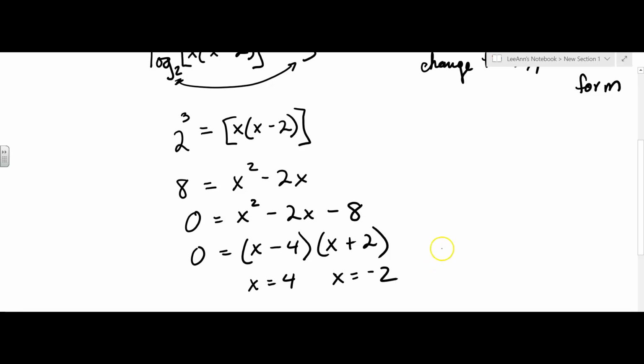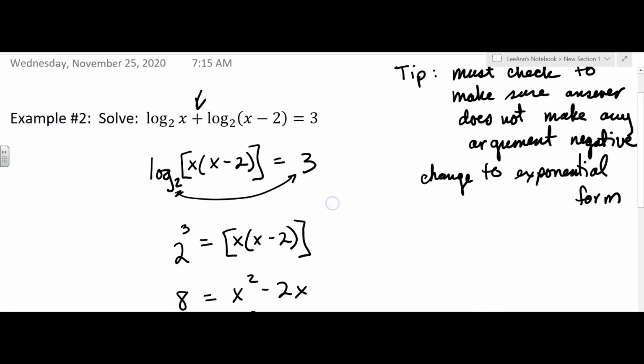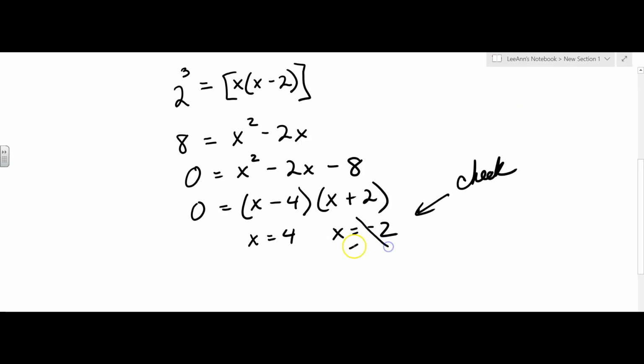Now, I have to check these. Like I was talking about at the beginning of this problem, I have to check the arguments. Can I put a 4 in here? Yeah, because 4 minus 2 is positive, so 4 is okay. What about the negative 2? Nope, negative 2 is not going to work right off the bat. If I put a negative 2 in there, that's going to make the argument negative. So negative 2 doesn't work this time. All right. So the answer is just x equals 4.